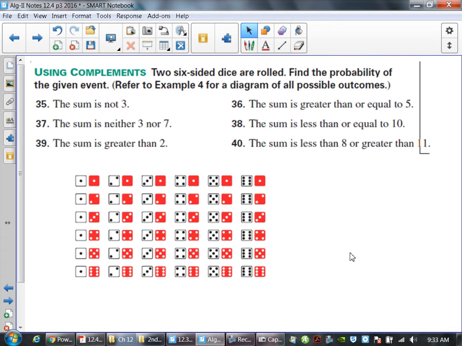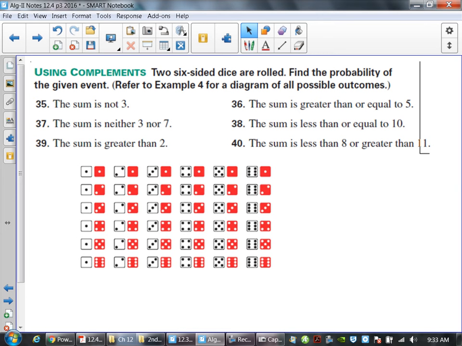So the sum is less than 8 or greater than 11. So you want anything that's less than 8. So that's going to be, basically you're going to count 8s, 9s, and 10s. Or greater than 11, sorry.